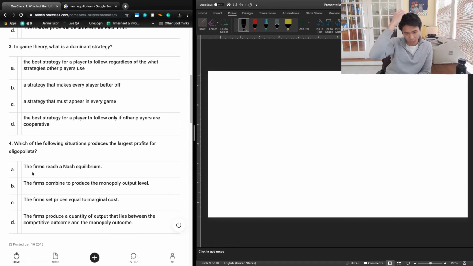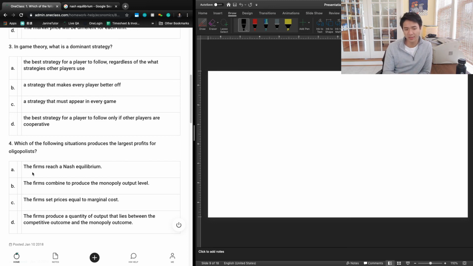And finally, 4, which of the following situations provides the largest profits for oligopolists? And so profits are maximized when oligopolists act as a monopoly. So we're going to see if one of those answer choices is going to offer us that as an option. A says that the firms reach a natural equilibrium. B says the firms combine to produce the monopoly output level. C says the firms set price equal to marginal cost. And D says the firms produce a quantity of output that lies between the competitive outcome and a monopoly outcome.